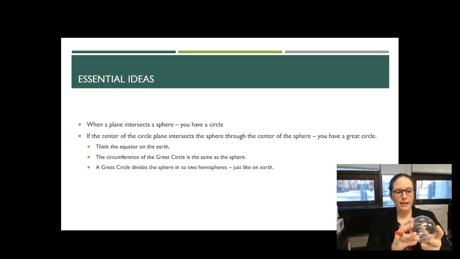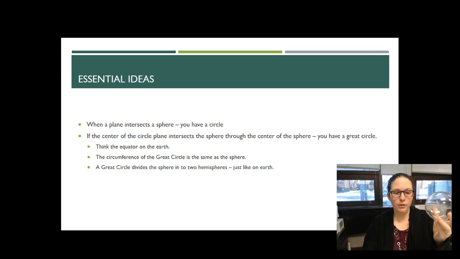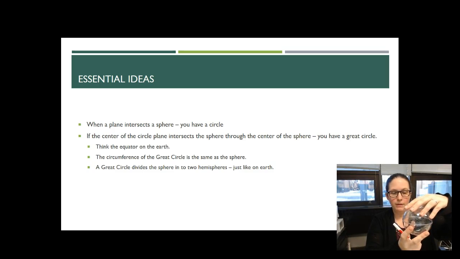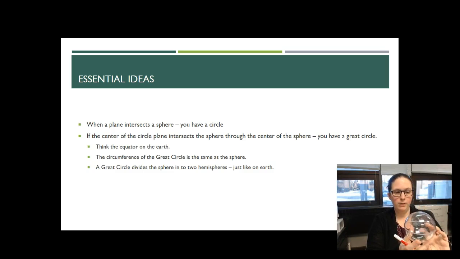Really, to give you a good idea of that, imagine the equator on the earth is a great circle. The nice thing about a great circle is that the circumference of the great circle is the same as the circumference of the sphere. And then also a great circle divides that sphere into two hemispheres, just like we have on Earth. You have a great circle in the middle and then a northern and southern hemisphere.